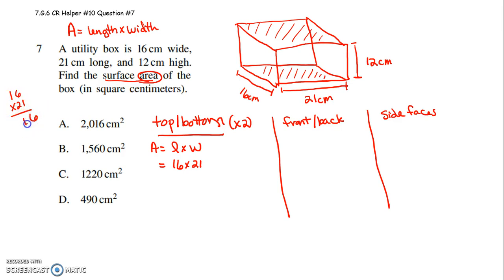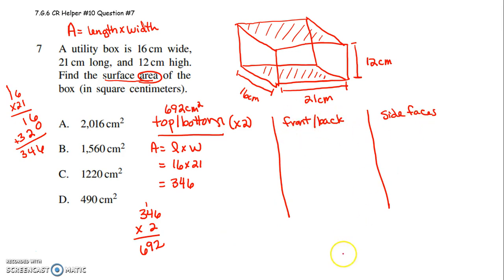1 times 6 is 6, 1 times 1 is 1, put down a 0. 6 times 2 is 12, put down a 2, carry a 1. 2 times 1 is 2, and 1 more is 3. I hope I don't make any mistakes. 336. So the area of just the bottom or just the top is 336. Because there's a top and a bottom, I have to take 336 and multiply it by 2. 2 times 6 is 12. 2 times 3 is 6, and 1 more is 7. 3 times 2 is 6. So the total for the top and bottom is actually 672 square centimeters.